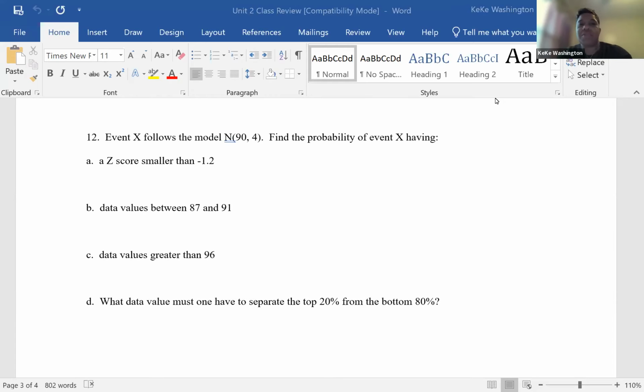Hello there. All right, so what I would like to do is show you how to do your calculations for probabilities for normal distributions in StatCrunch.